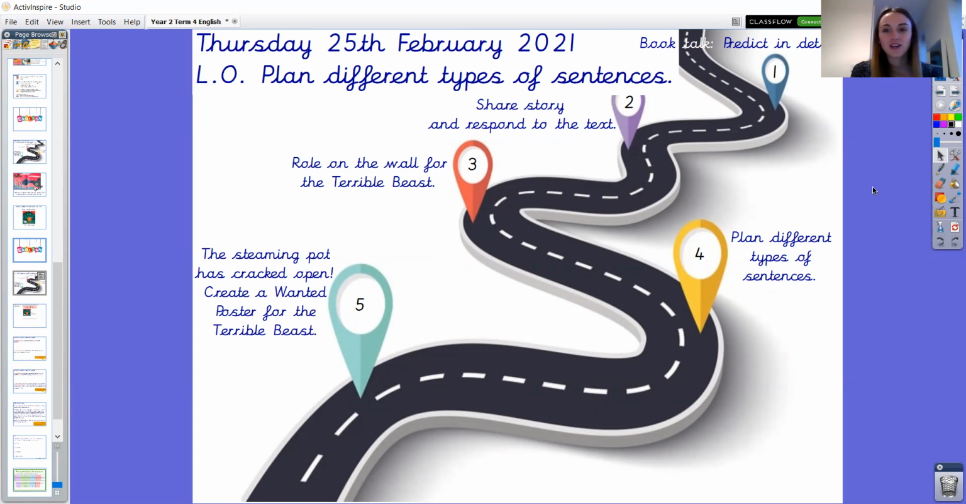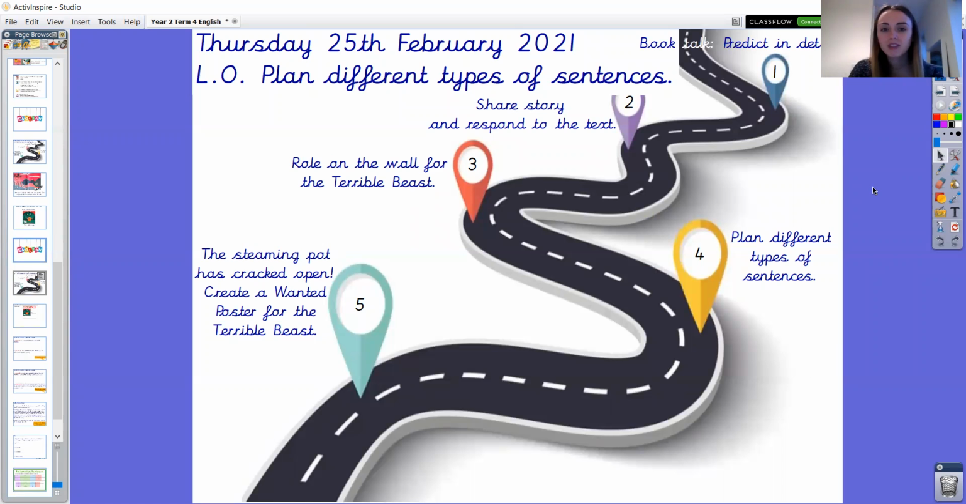Well done, Year 2. So first of all, I just wanted to say I was so impressed by your roll on the walls of the terrible beast. Your drawings were absolutely amazing. I've thoroughly enjoyed having a look at how creative you've been with those. And I loved your descriptive language to describe what the terrible beast looked like, or what he smelt like, or sounded like when you saw him on the loose. So thank you, Year 2, for all of the effort that you have put into that, and a huge well done to you.